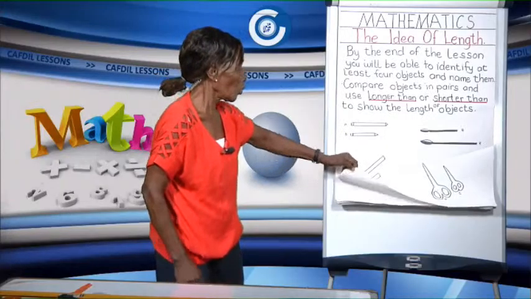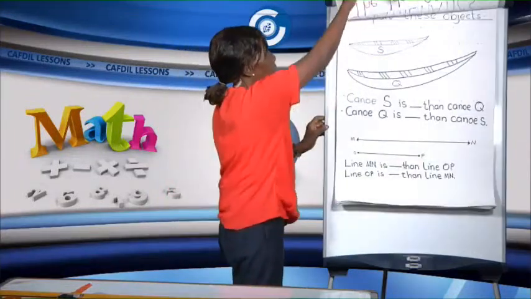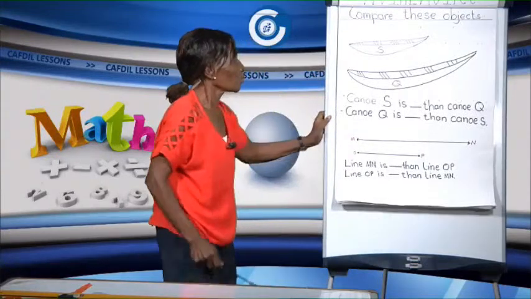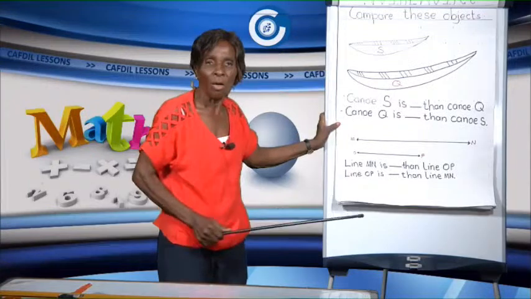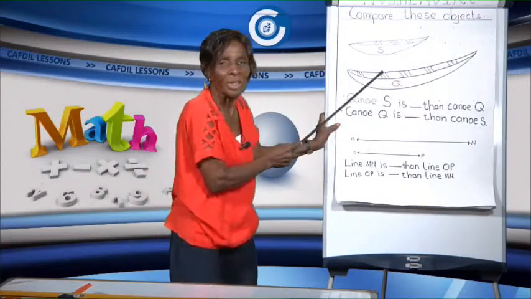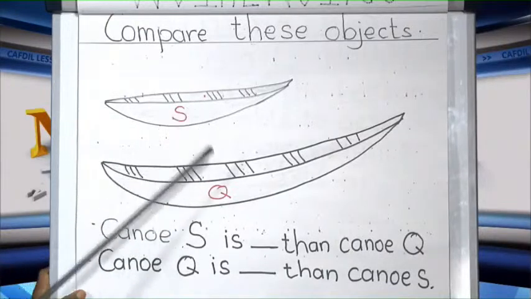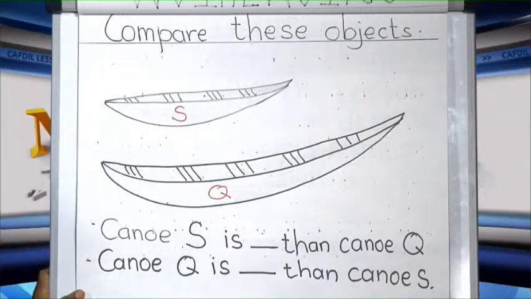Now we have this. What's the name of these two? Canoes. Where can we find this? At the shore. Which people use it? Fishermen.